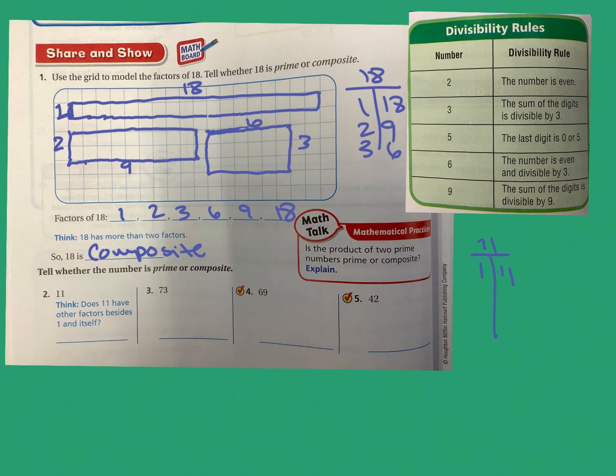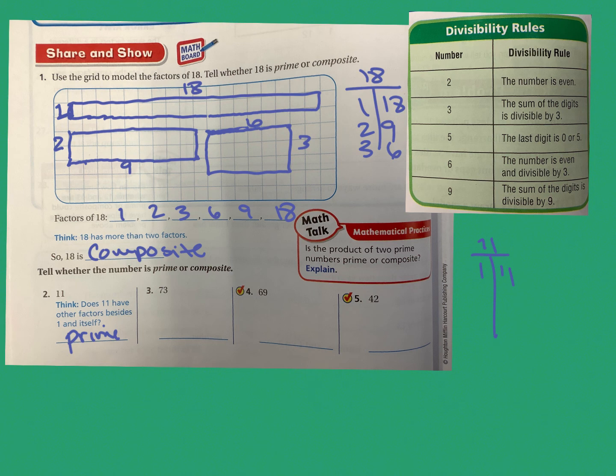It is odd, so 2 won't work. 1 plus 1 is 2. 3 doesn't divide into 2. It doesn't end in a 5 or a 0, so not that. To be divisible by 6, it needs to be even, and it's not. To be divisible by 9, well, I already know 9 times 1 is 9, and 9 times 2 is 18, so I've skipped right over it. So that's it. No other friends. He's prime.